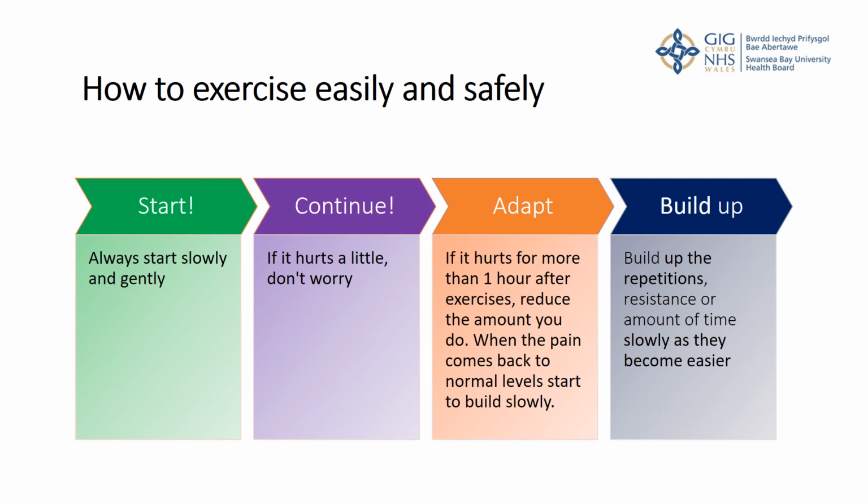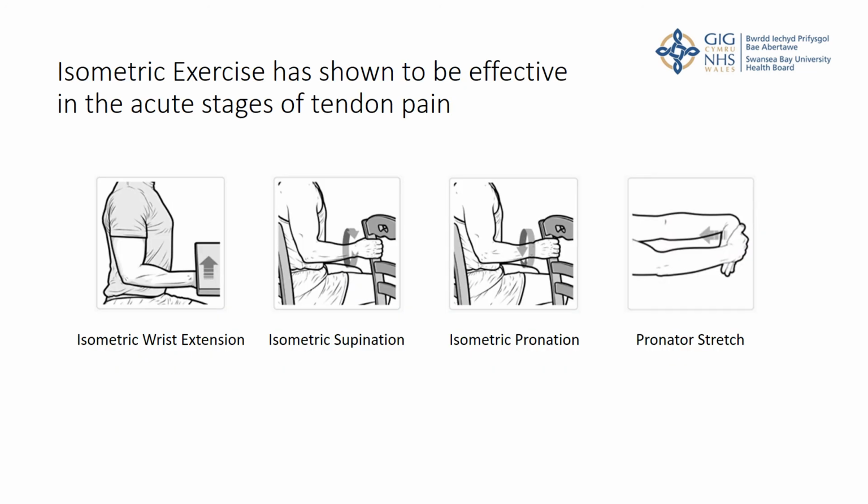And this will enable the tendons and the muscles to become much more used to coping with loads, and you're building that load up slowly over time. So when it comes to doing that activity, for example, your gardening or your work or whatever it may be that causes you symptoms, your tendons or your muscles are a lot more resilient to be able to cope with that load. Isometric exercises. Isometric exercise has shown to be effective in the acute stages or the early stages of tendon pain, for example, tennis elbow.